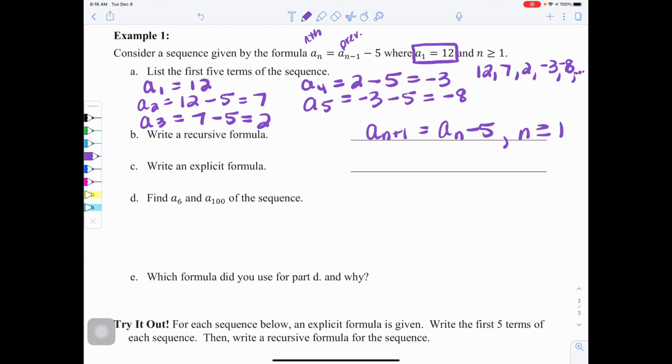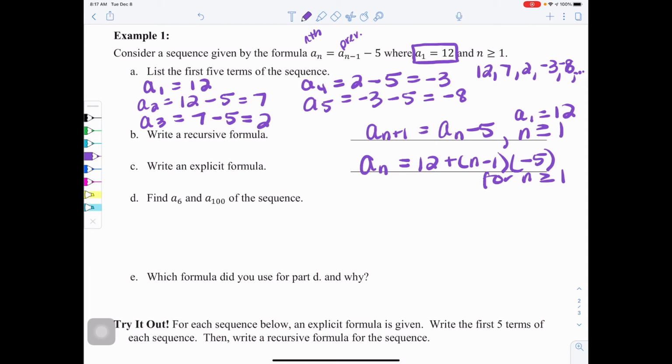Now for write an explicit formula, that's going back to the explicit formula we used for arithmetic a while ago. So a sub n equals, we always write the first term, which is 12, plus n minus 1 is always staying there, and then the common difference goes at the end, which is negative 5. Again, for n is greater than or equal to 1. And then up here, along with the n is greater than or equal to 1 for the recursive formula, we also have to define the fact that the first term is 12, because I cannot use the recursive formula if I don't know what I'm starting with. In part D, it says find a sub 6 and a sub 100 of the sequence.